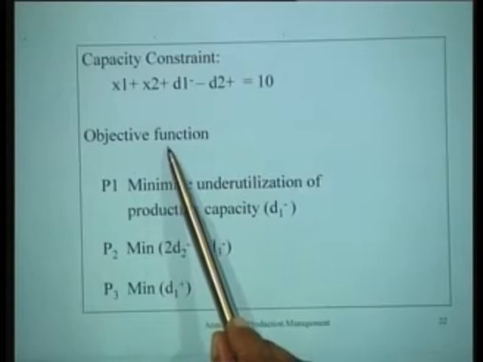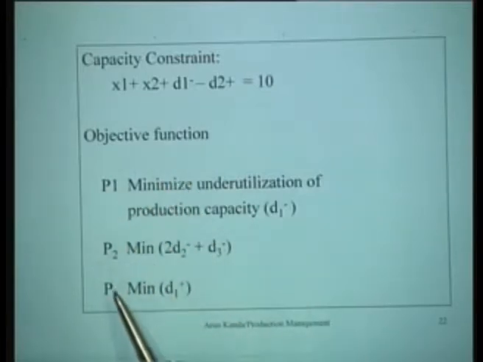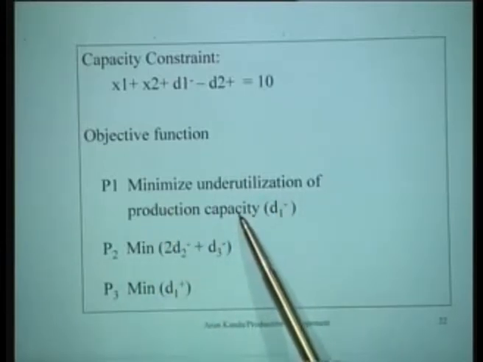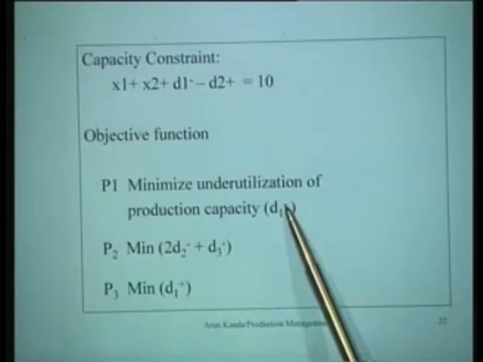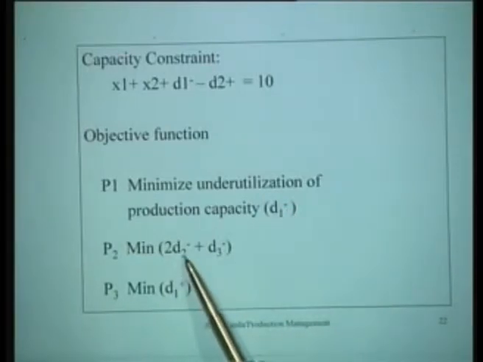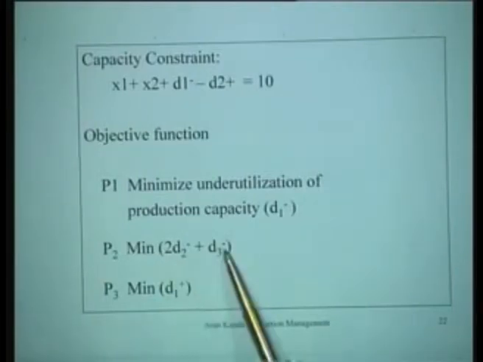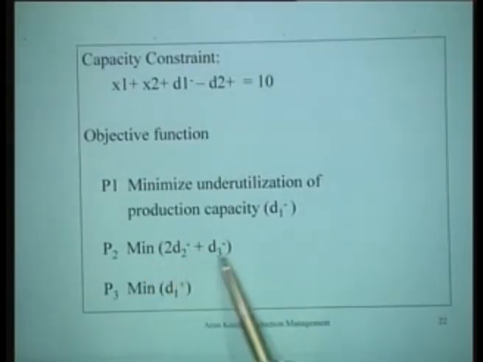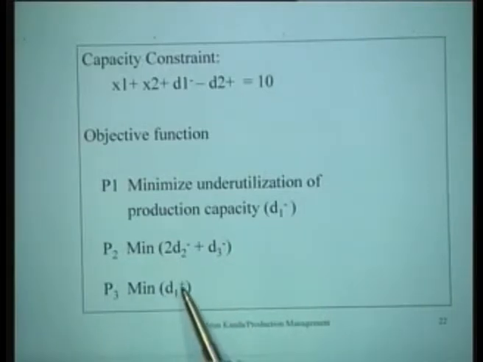And then of course, the objective function now would have 3 priorities based on the priorities that we had: minimize the underutilization of the production capacity, which is D1 minus production capacity. This was 2 times the deviation, because the profits from the desks and tables were different in the ratio of 2:1. So, you have this particular goal here, you are minimizing this deviation, and the third priority is to minimize D1 plus, which is minimizing the over capacity, that is overutilization of capacity here.